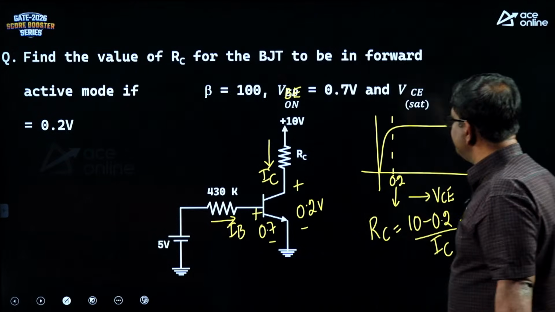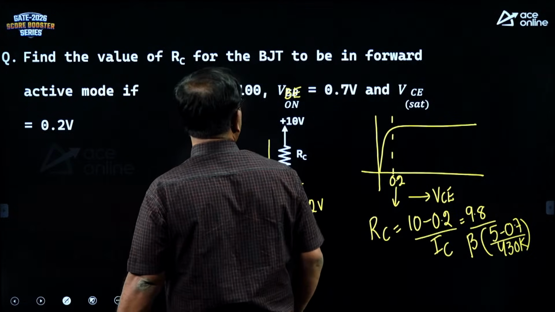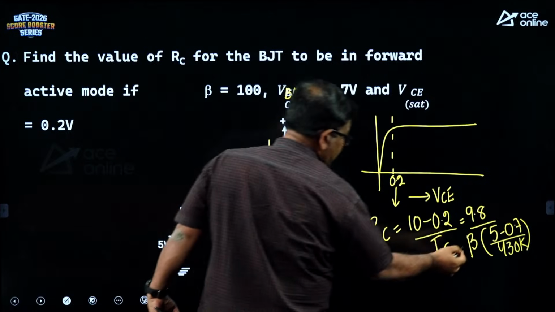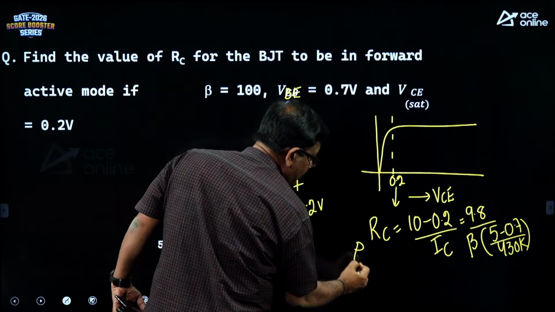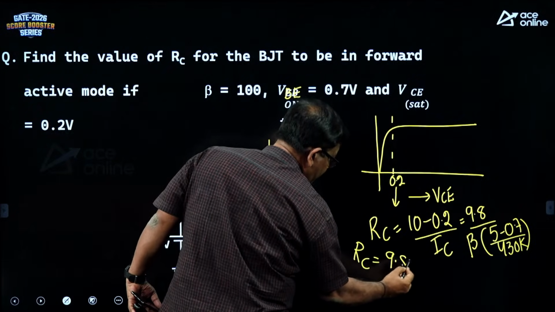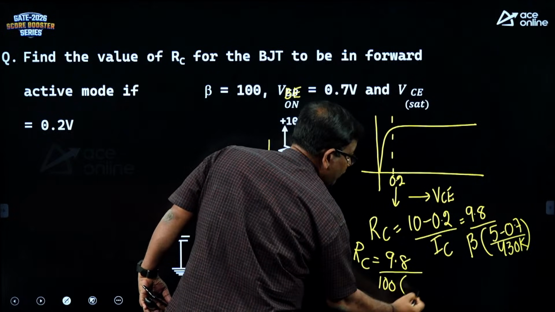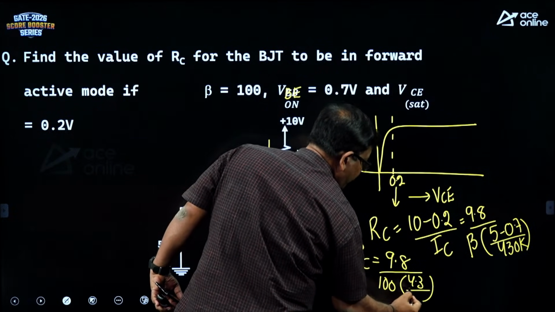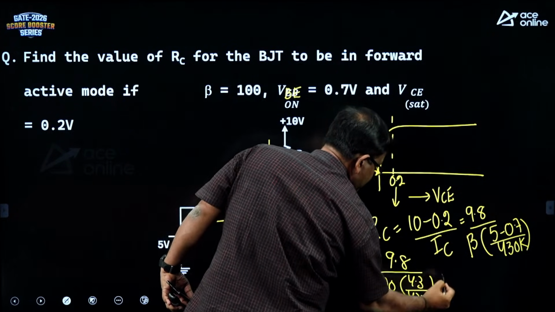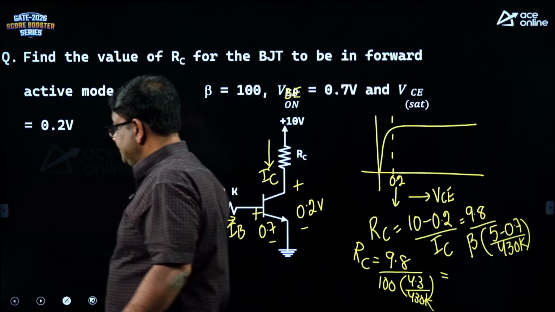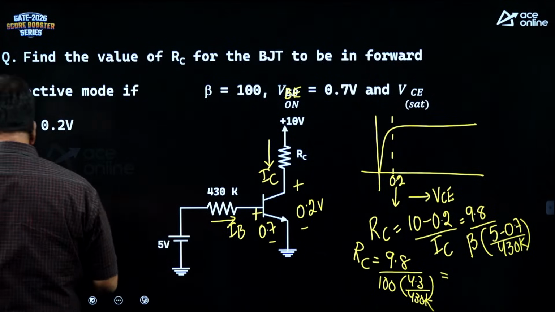430K. Please substitute beta equal to 100. It is 9.8 by 100 times of 4.3 by 430K. So, this is the value of RC.